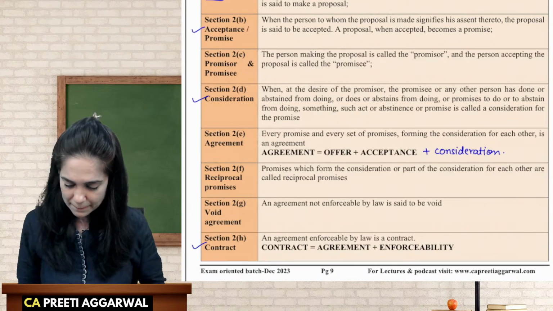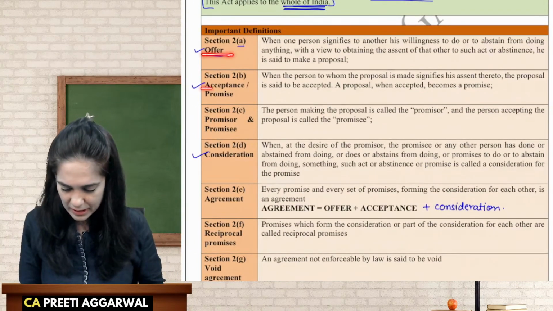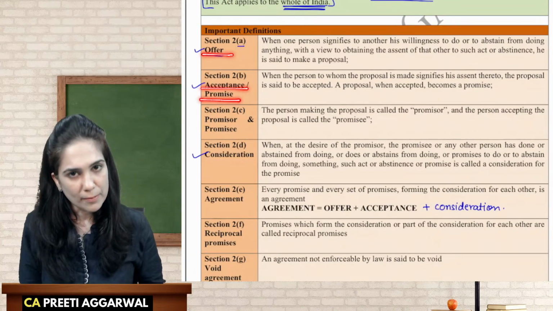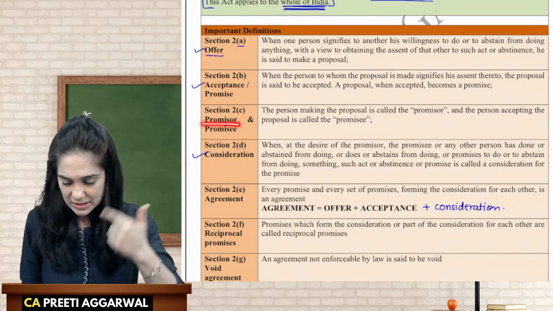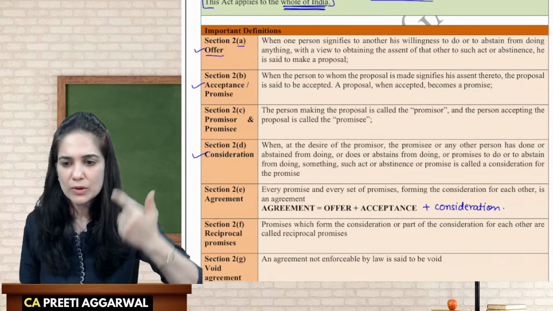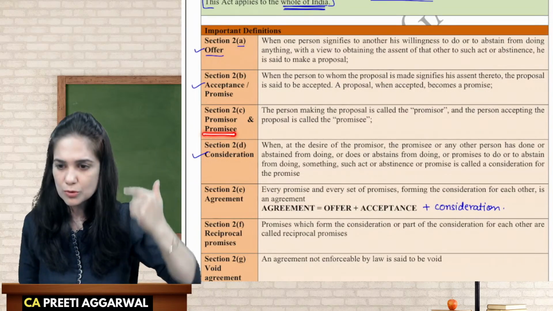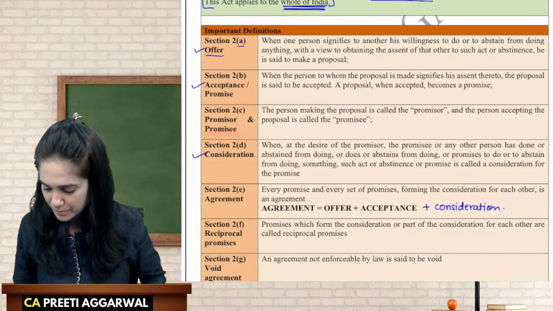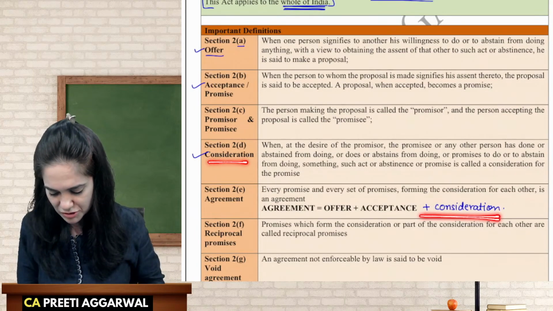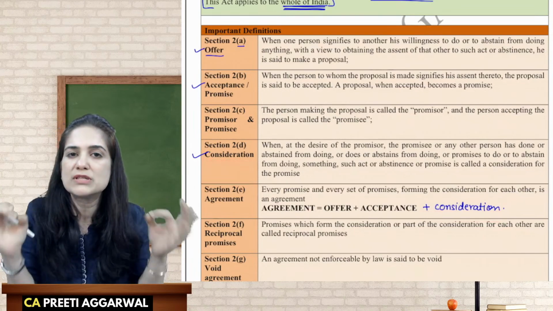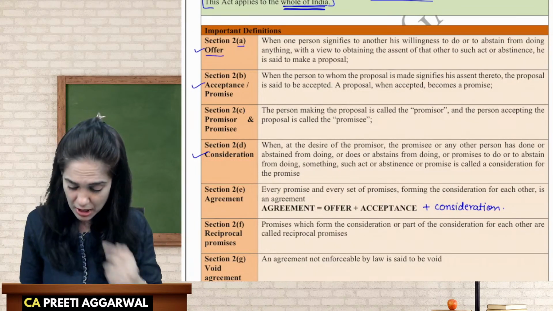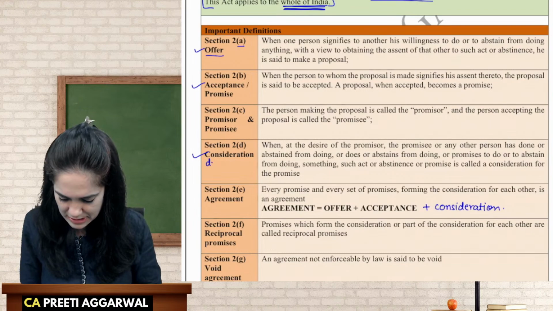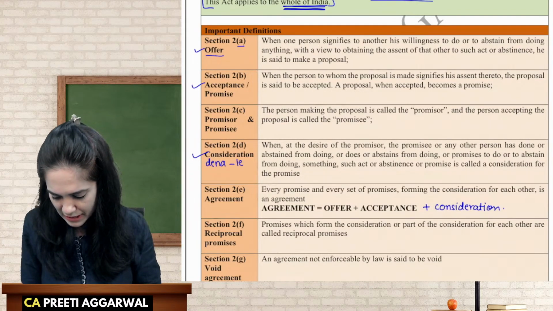Now, a proposal, when accepted, becomes a promise. The person who gives the offer is known as the promisor. The person to whom the offer is given is known as the promisee. To make an agreement, I also need consideration because nobody will give a promise for free. Now, consideration means dena, lena.